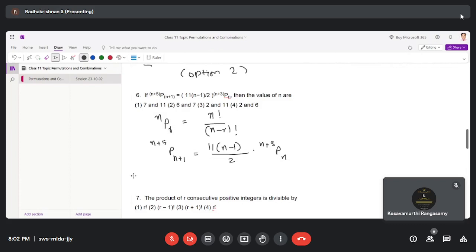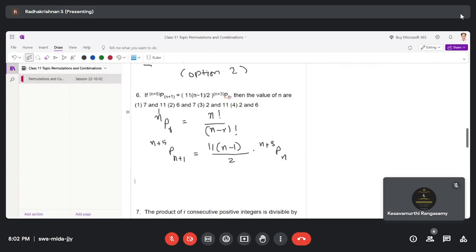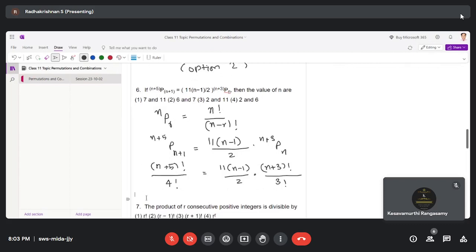Okay, so let's work it out now. The only thing that you have to remember here is this formula: nPr is n factorial divided by (n minus r) factorial. Because all we have to do is substitution here. nPr here will be (n+5) factorial divided by (n+5) minus (n+1), which is 4. And (n+3) minus n is 3. So this is the equation that we have to solve.